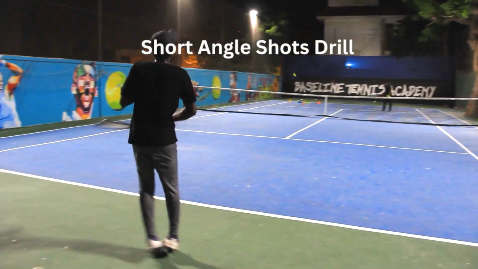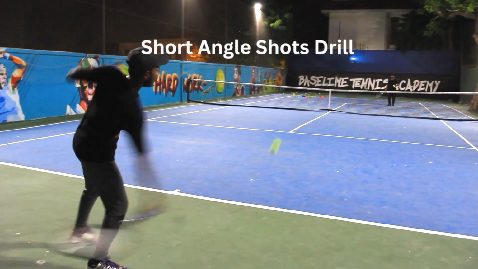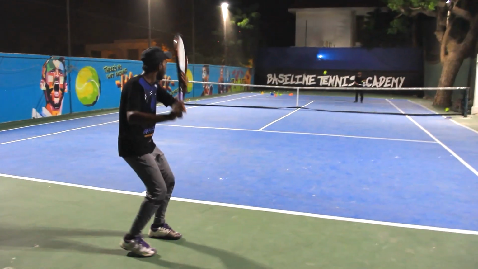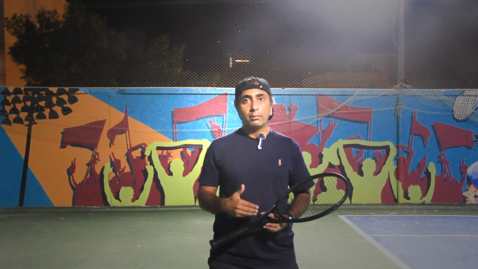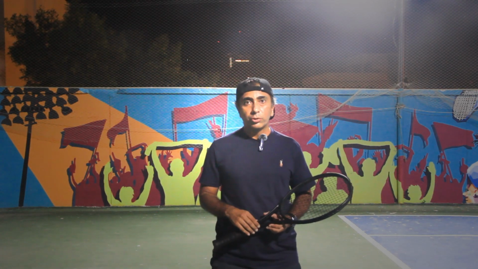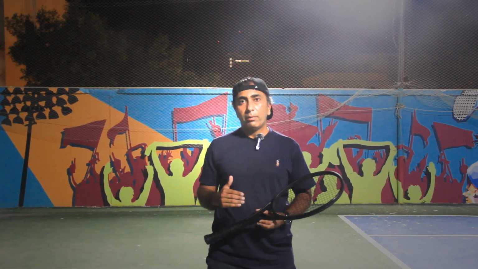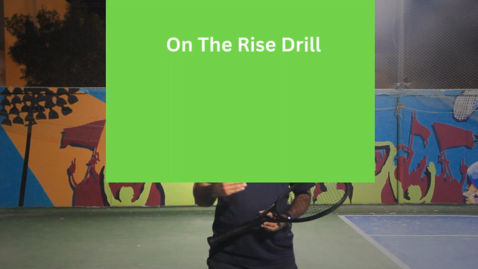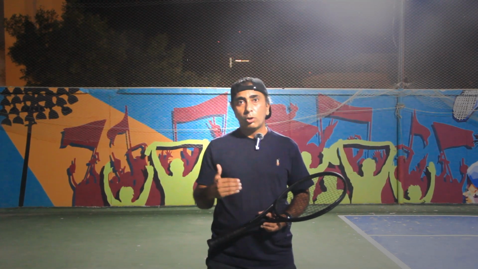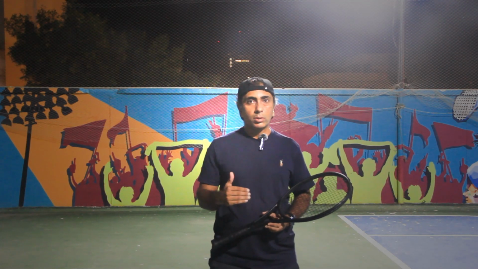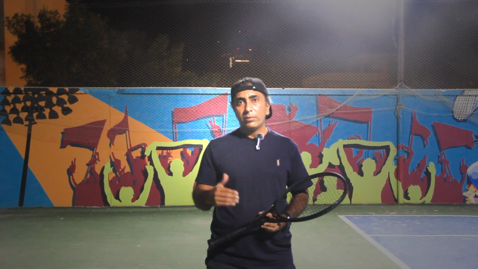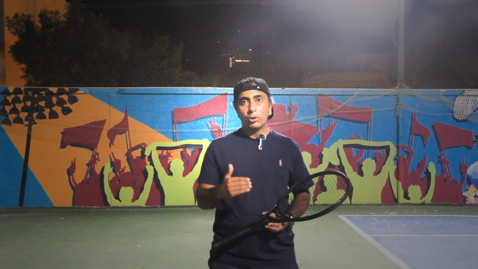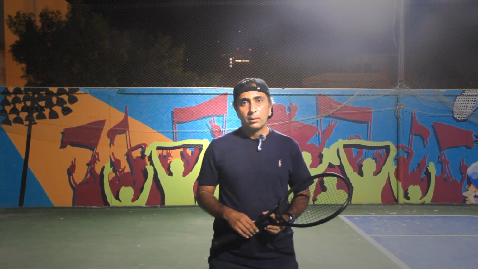Short angle shots drill. Focus on creating a sharp angle with forehands and backhands to pull opponents off the court, reducing their time to return to a neutral position. Emphasize compact swings and precise racket face control. On the rise drill, players hit balls on the rise immediately after the bounce to take time away from their opponent. This drill emphasizes quick positioning and early ball contact.